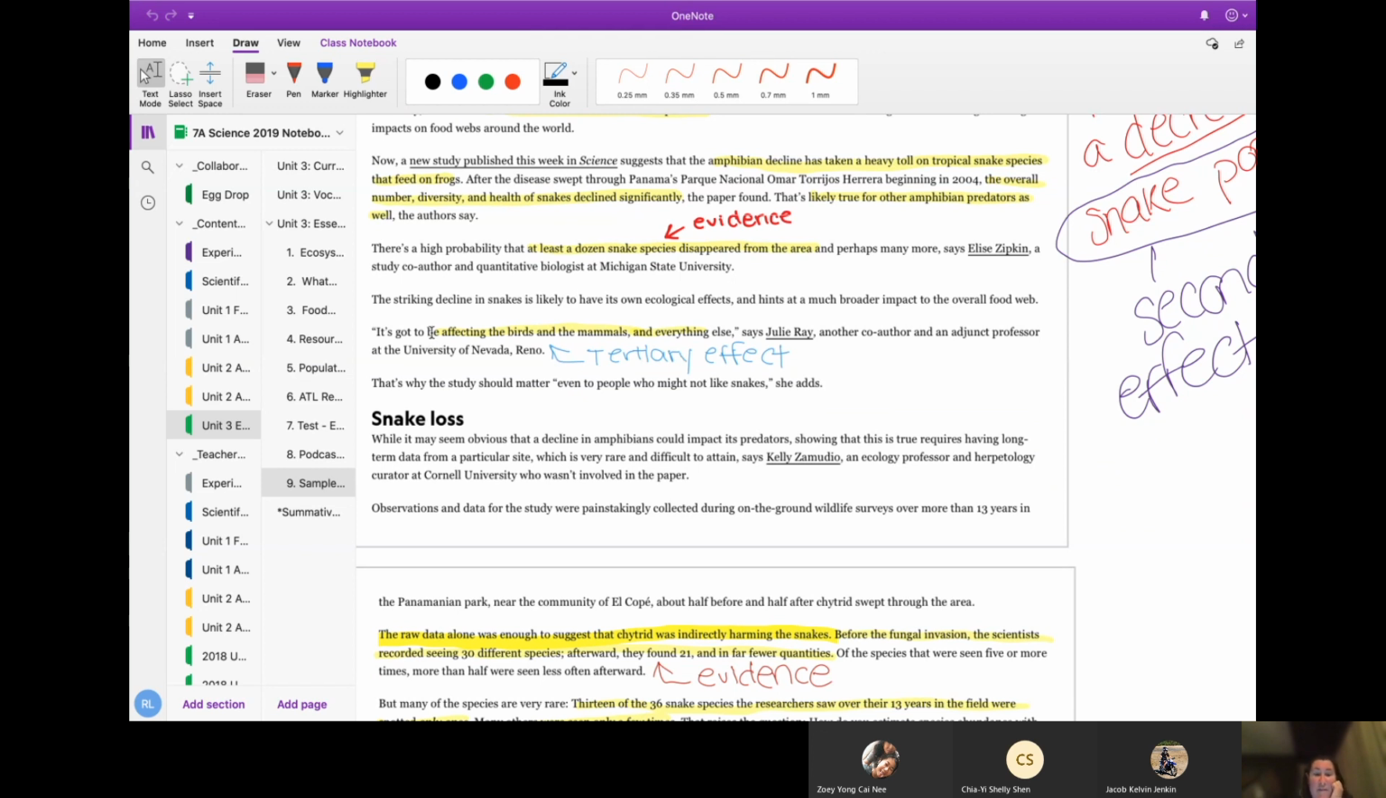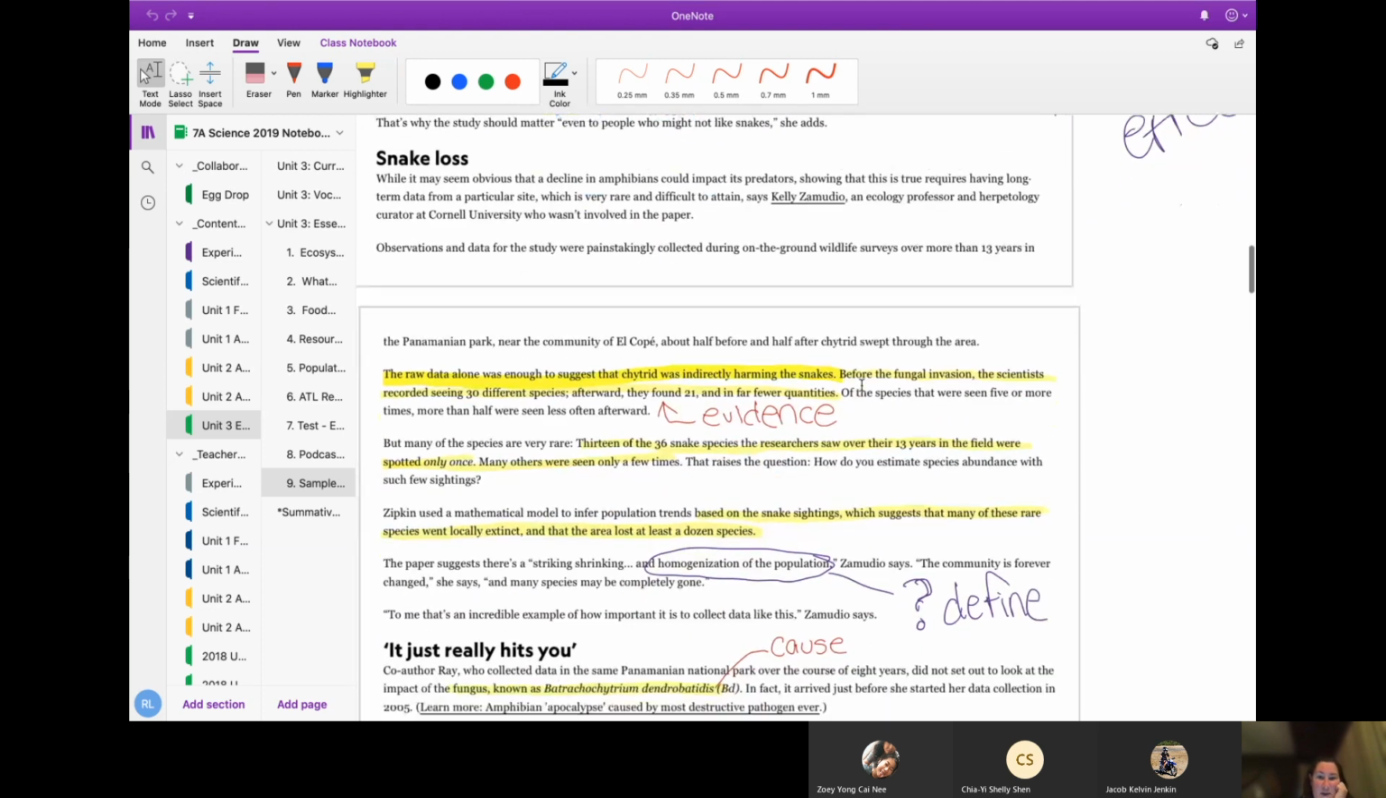Here's some more effects. So because we have amphibians disappearing, there's no food for the snakes. So then we have snakes disappearing and amphibians disappearing. Now there's also no food for the birds and the mammals. So that's kind of the next domino effect, or a tertiary effect. Tertiary means three or third.